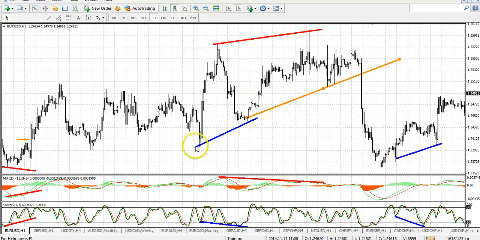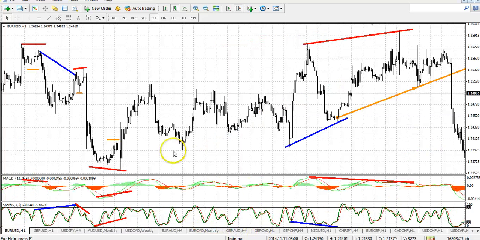And also here we had hidden divergence, at this point that went up from this point to this point. And then if we compare it to what we have on the stochastic, it's going the opposite direction.